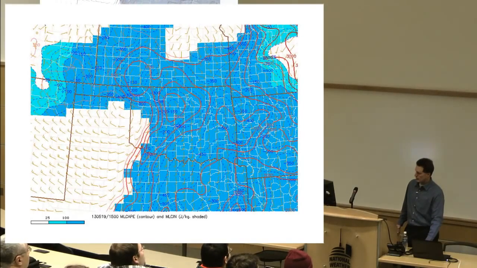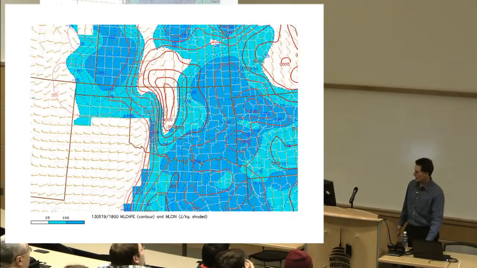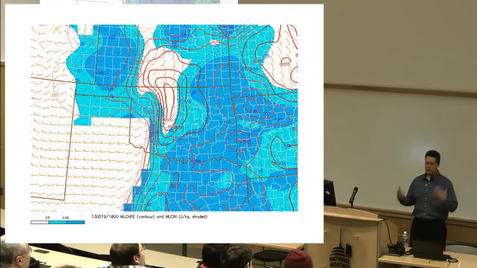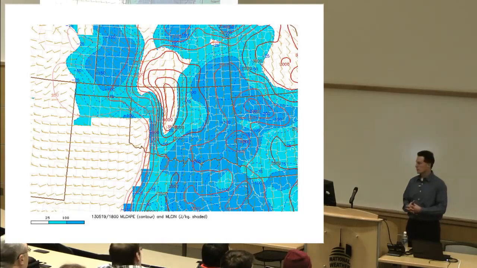15Z, blob of higher CAPE, a little bit to the north, still capped. Okay, first sign toward midday, the cap is supposedly weakening up toward northwest, north central Oklahoma, still pretty strong to the south.